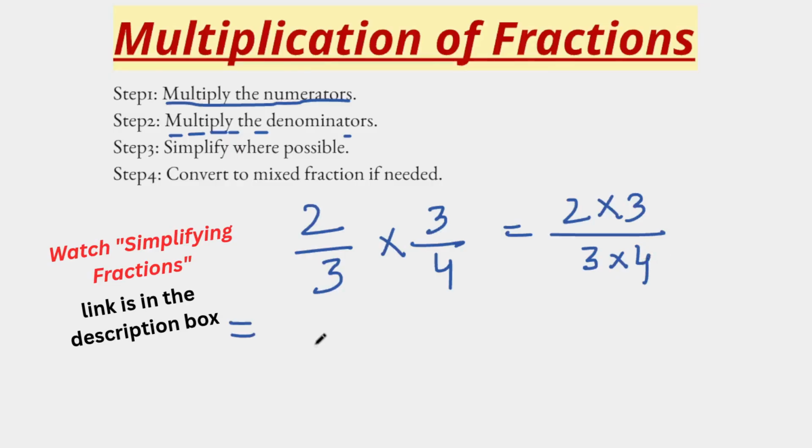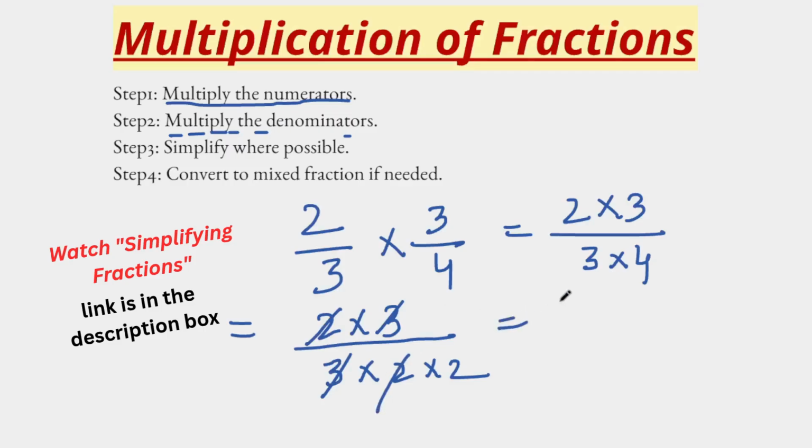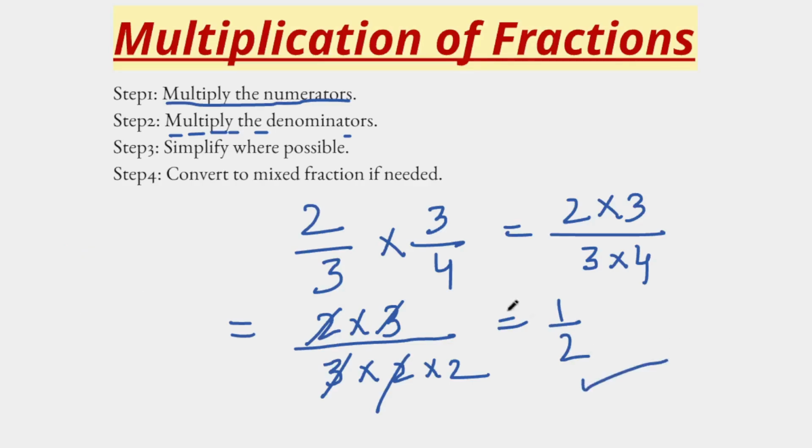We already know how to simplify fractions. We find the common factors in the numerator and denominator. We cancel them out, right? So here we can see in the numerator we have 2 times 3. In the denominator we have 3 times 4. 4 can be further written as 2 times 2, right? Now see the common factor. 3 will be cancelled out and this 2 will be cancelled out. What are we left with? 1 by 2. Alright, so 1 by 2 is the product of 2 by 3 and 3 by 4.